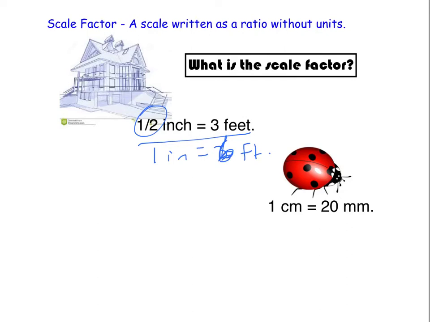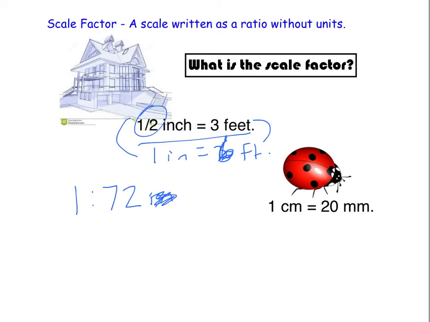Would you agree? All I did was multiply this by 2, multiplied that by 2 to make something equal. So now I want to know how many inches are in 6 feet. So remember, there's 12 inches in 1 foot. So just multiply, and I get 72 inches in 6 feet. So I'm going to take 1 inch is equal to 72 inches. Oops, and I don't want to write it with labels.